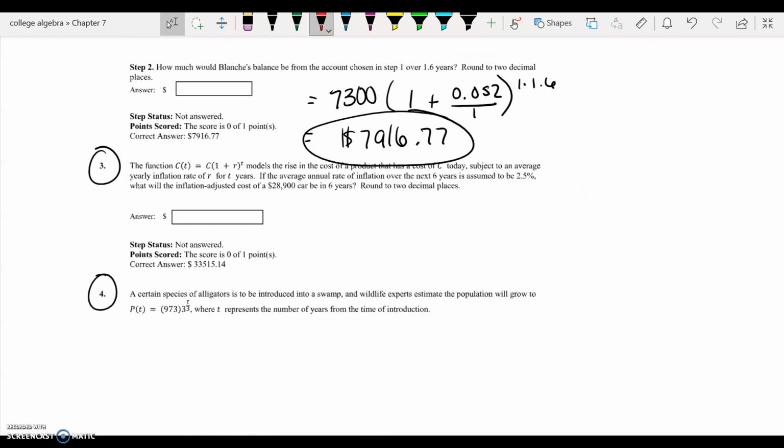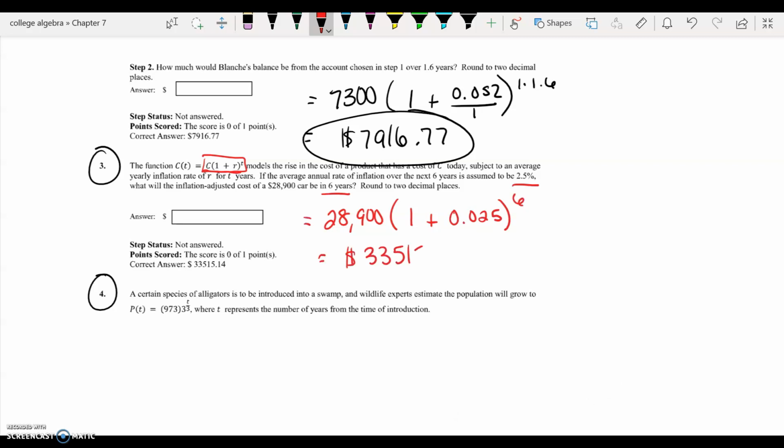Number 3, sometimes, guys, they give you the equation right here. I'm just going to go ahead and use that. My initial amount would be $28,900. My rate is 2.5%, but remember you got to convert it to a decimal. And then my t is 6 years. You just type it into your calculator again. You get this. You're going to round to 2 decimal places because it's money.